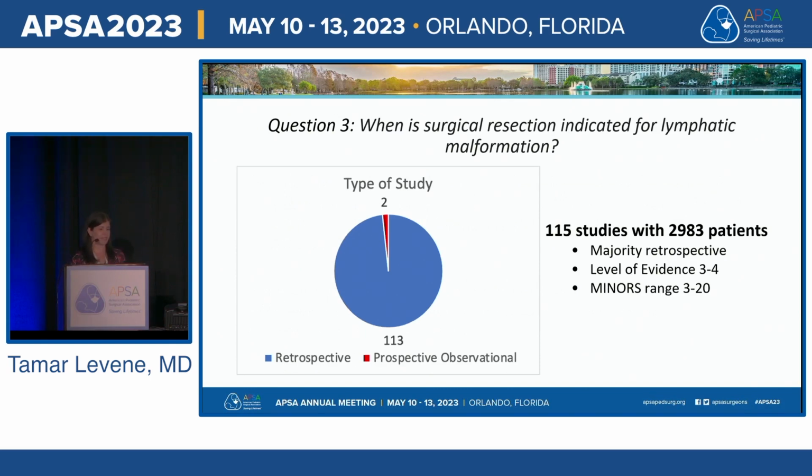Okay, so last but not least, we're going to talk about surgical resection and the indications in lymphatic malformations. There were 115 studies that met inclusion criteria, which accounted for about 3,000 patients. I should note that most of these were retrospective, although there were 2 prospective observational studies that were included.